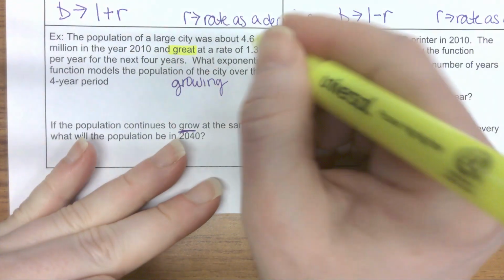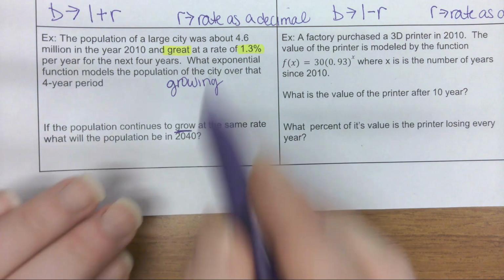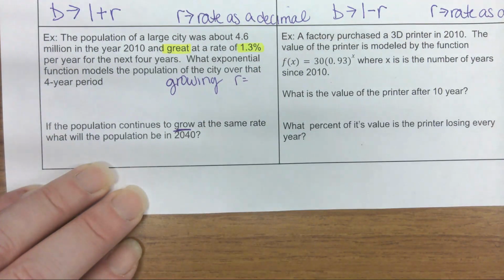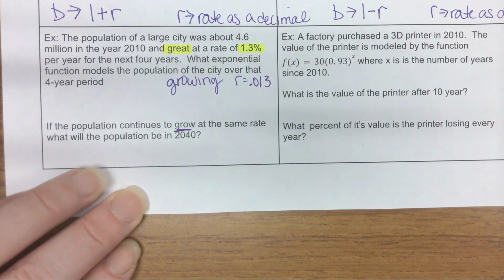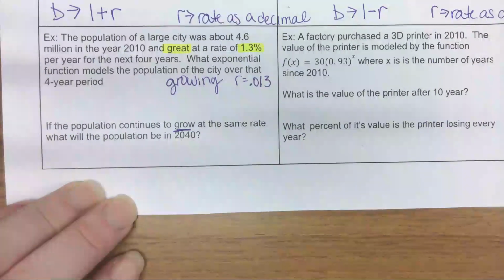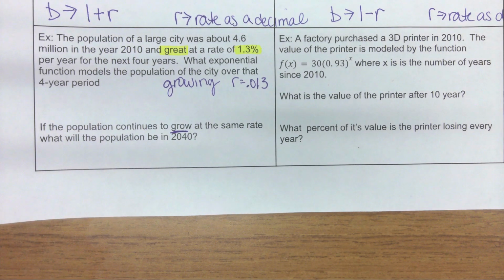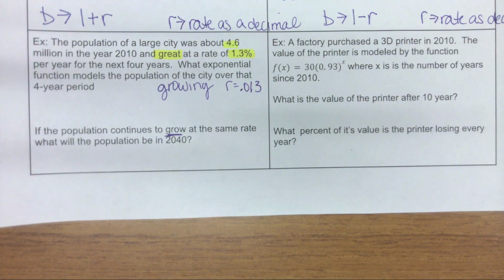Now, there happens to be a decimal in 1.3. That doesn't mean that it's its decimal, okay? If it's 1.3%, R, move it over 2 spots, is 0.013. Okay, did anybody see what the initial value was? 4.6 million. We don't have to write out the whole million, guys, as long as you understand it's going to give you the population in millions.